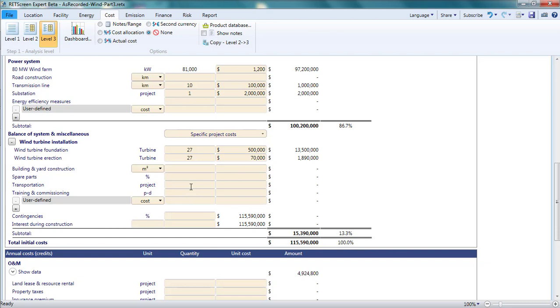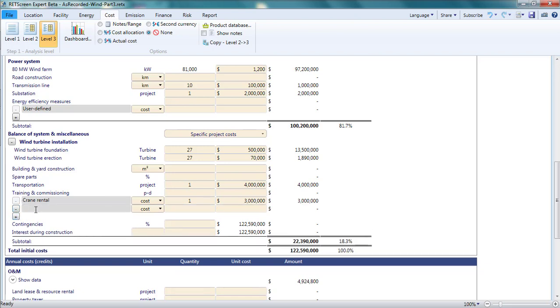For transportation, I could enter the cost per turbine, but I'm instead going to put the cost for transportation for the entire project. I'll assume that it is $4 million. Remember, you can add your own line items. I'm going to add one for crane rental costing $3 million. I'll add another, miscellaneous, to cover construction and commissioning costs not included elsewhere for $2 million.